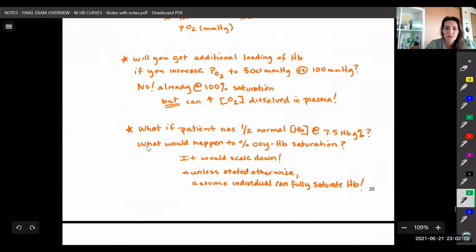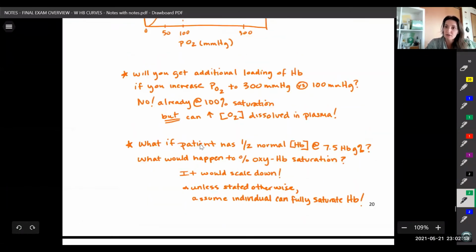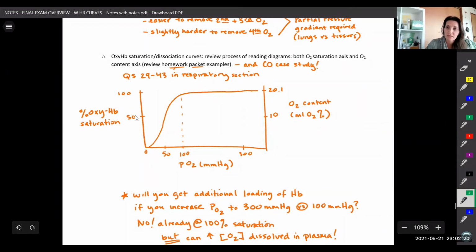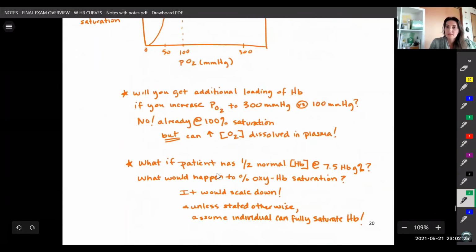But my question here was, what would happen to the percent oxyhemoglobin saturation? What would happen here to this scale? And the answer is, unless I tell you otherwise, we're assuming that they can fully saturate their hemoglobin when they have gas exchange at the lungs. So even though they have 7.5 grams percent for hemoglobin, when exchange happens at the lungs, they're still fully saturating that smaller concentration of hemoglobin. They'll still have 100% saturation.